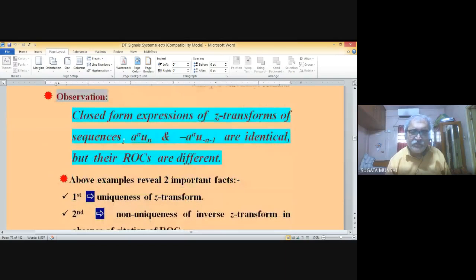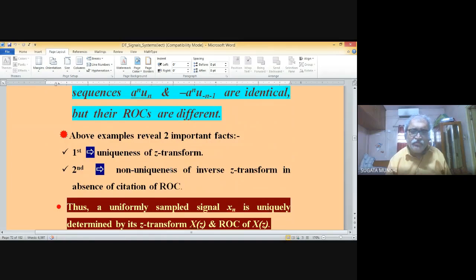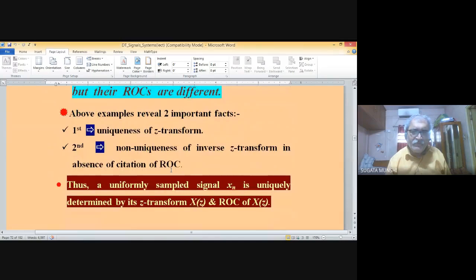So the observation is that closed form expressions of z transform of sequences a to the power n u[n] and minus a to the power n u[minus n minus 1] are identical, but their ROCs are different. So it reveals two facts. One is uniqueness of z transform. For a given sequence, there can be a single expression for z transform. Second is non-uniqueness of inverse z transform in the absence of mentioning of the ROC. Without the ROC, you cannot move from the z domain to the time domain, sequence domain.